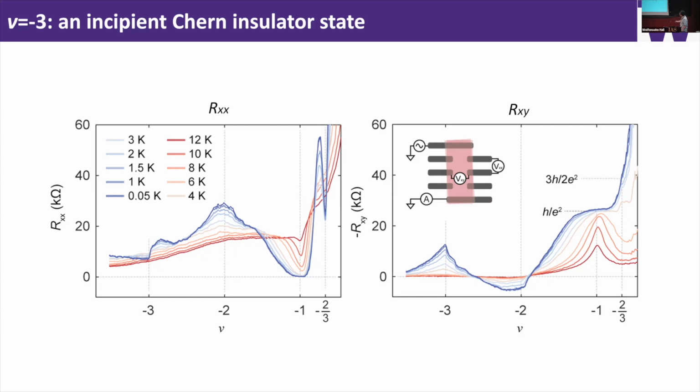Then you can look at the corresponding Rxy. As I cool down, the Rxy actually quickly rises to a large number. And Rxy is slightly larger than Rxx. This also suggests that we have this incipient Chern insulator state. And again, pay attention to the sign of this Rxy, right? At filling factor -3, it has the same sign as at -1. Sorry, the Rxy has the same sign, so it means the Chern number has the same sign.